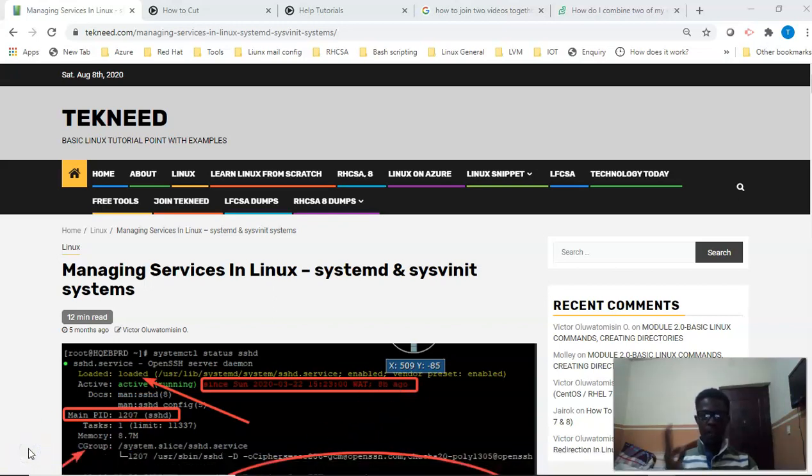Every service on the system belongs to a particular run target, which basically means that every service is assigned to a target, and the target takes care of starting the services. So systemd, unlike sysvinit, doesn't take care of starting services.